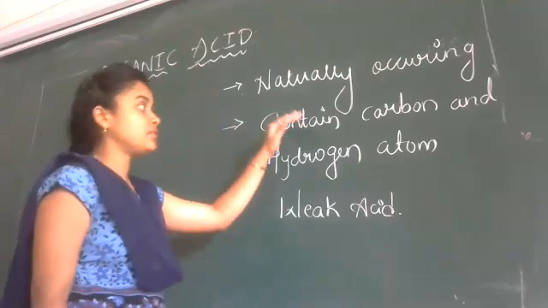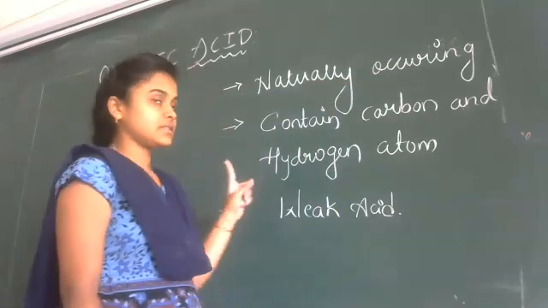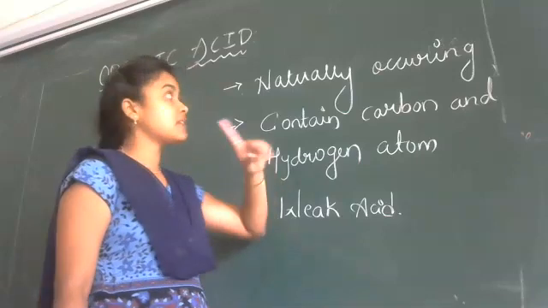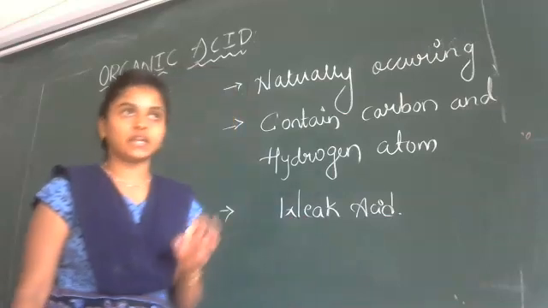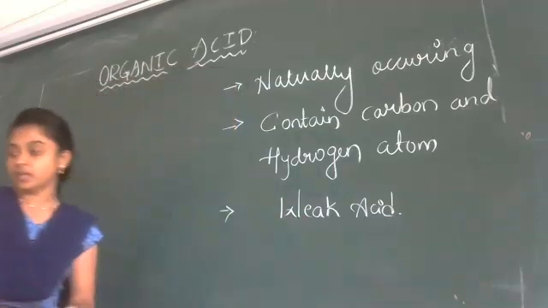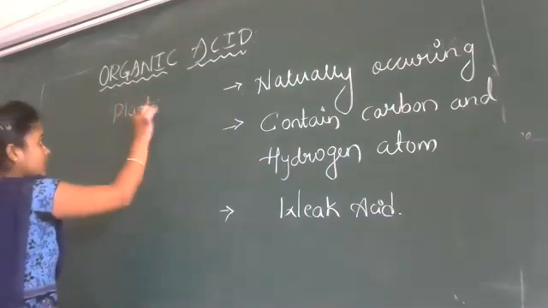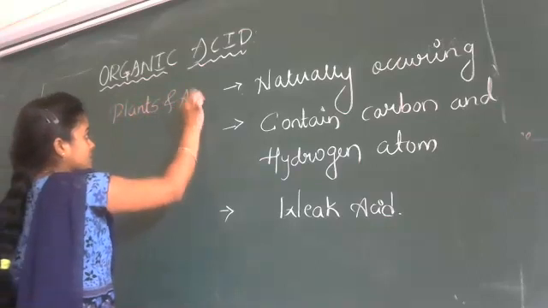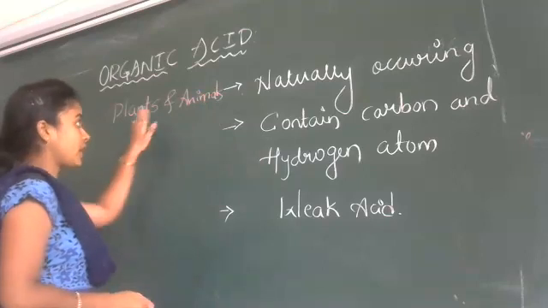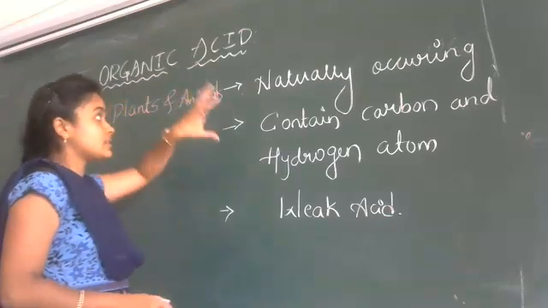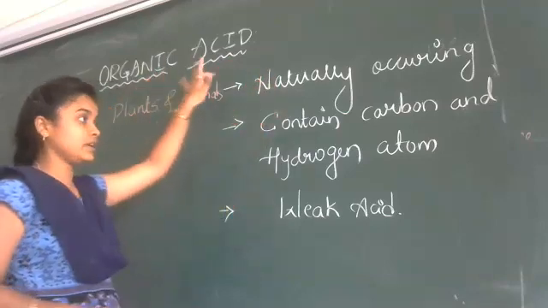Organic acids are those which are naturally occurring. From nature we are getting acids. Such acids are called organic acids. So organic acids are those which we are getting from nature. Maybe it may be occurring from plants and animals. So the acids which are naturally occurring from plants or animals are called organic acids.